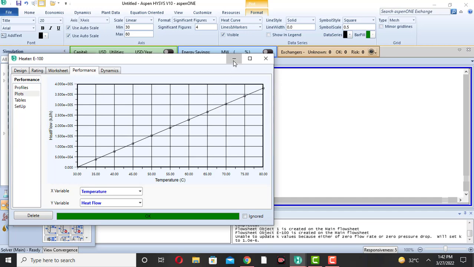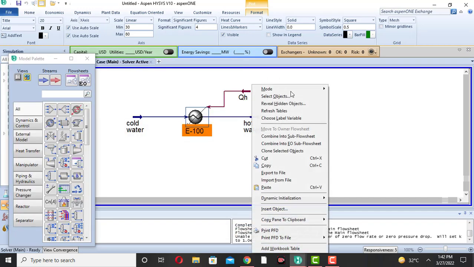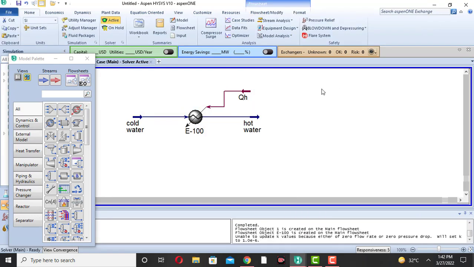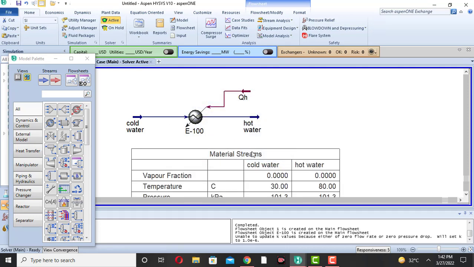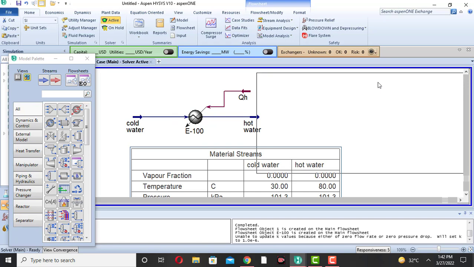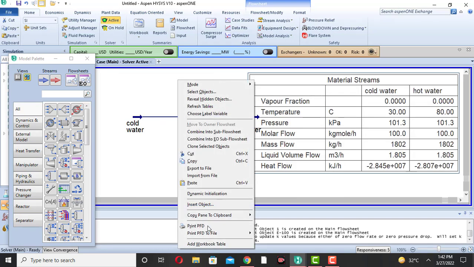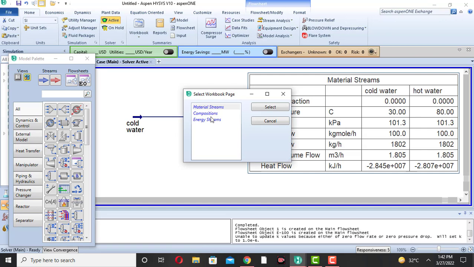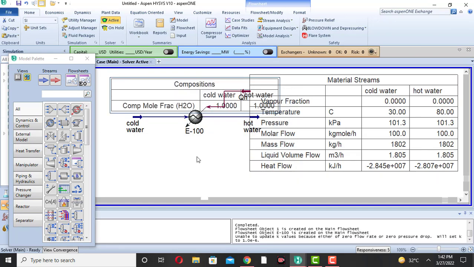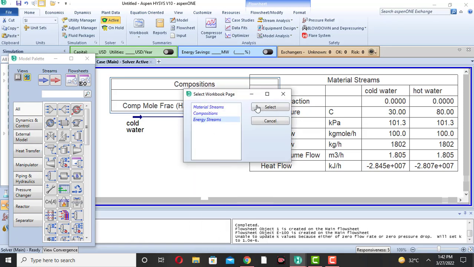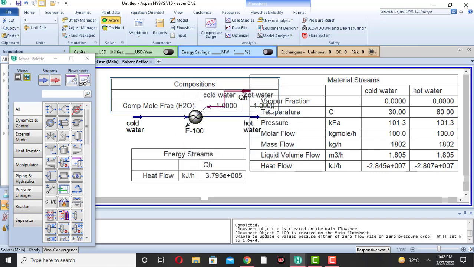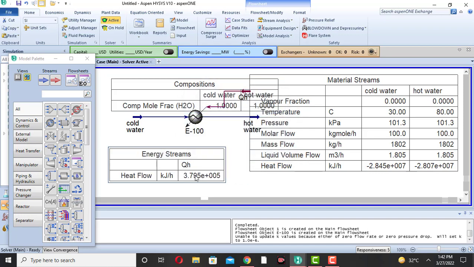So this is all about the heater. How much heat is added to the heater? You can also add a work table, like you can add a material stream. You can add the energy stream. Click on energy stream, click on select. So the energy stream is the energy.